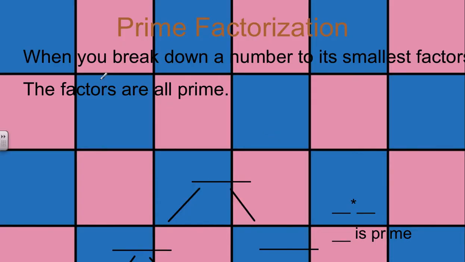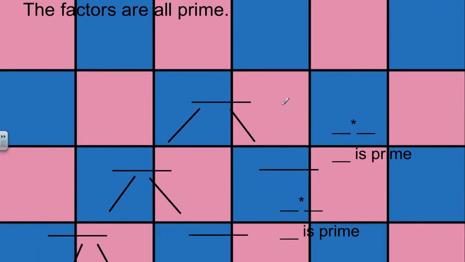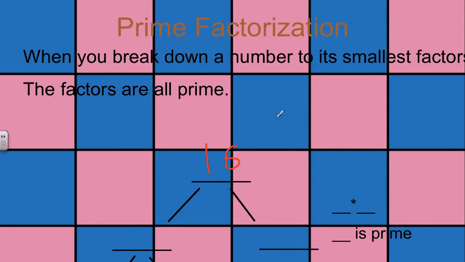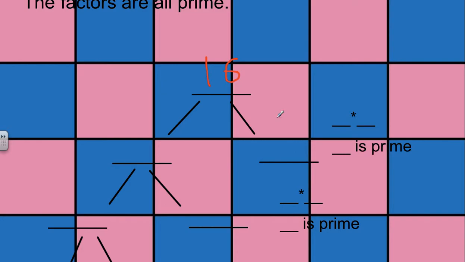Now, the prime factorization of a number is when you break down a number to its smallest factors and all the factors are prime. So let's take the number 16 for example. What we're going to do is make a factor tree. Basically a factor tree is going to break down the number all the way to its smallest factors. So 16, what times what equals 16? Well, it could be 4 and 4, or 8 and 2, or other things if you went into decimals, but you're not supposed to do that.